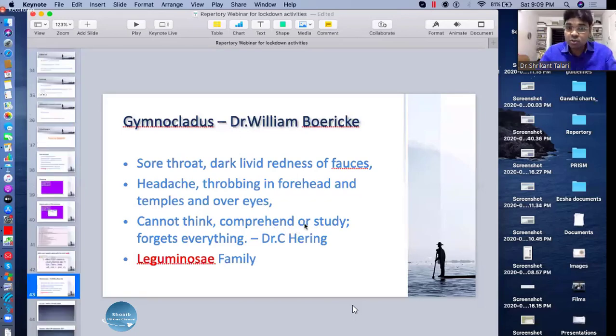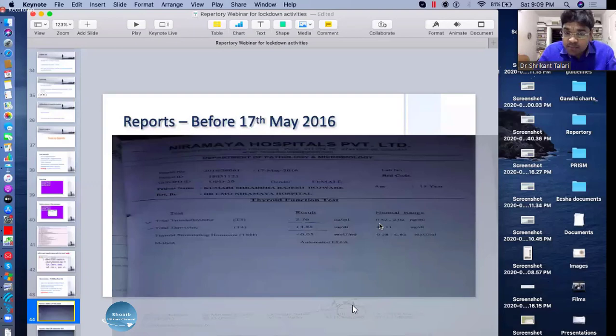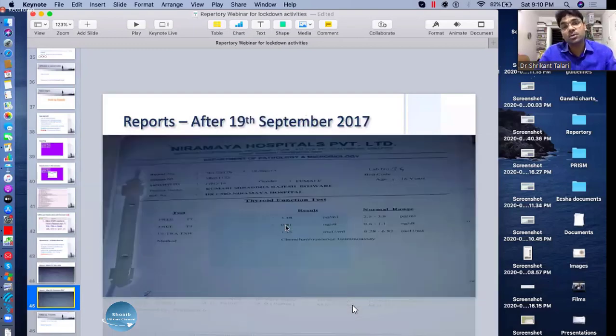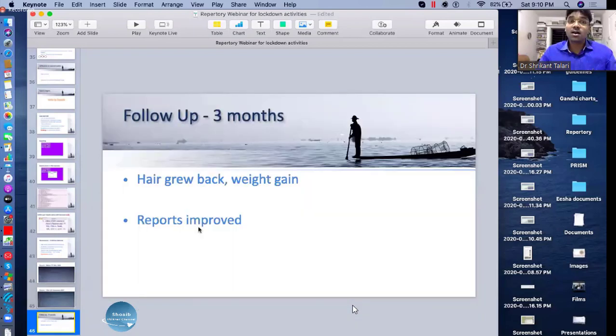Her T3 was 2.7, which should be below 2.2. Her T4 was 14.85, which should be below 11. After the treatment, her T3 and T4 both came back to normal, 3.8 and 0.81. Now, the most important thing is, firstly, her hair was in 2 months time completely lost, after which her hair grew back and she still comes to me.